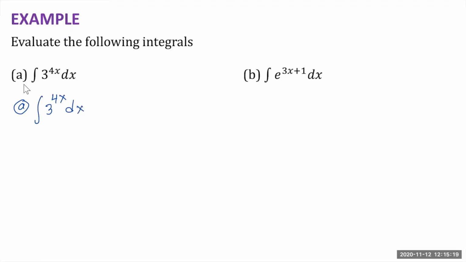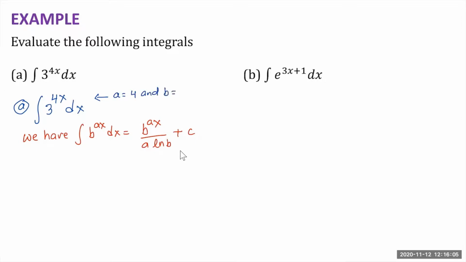Now, if you remember from the list of formulas, we have this formula. Let me write that over here. We have integration of b raised to ax dx. The formula is b raised to ax divided by a natural log of b plus c. So if I use this formula, you can see here in place of b, I have 3, and in place of a, I have 4. So in this example, a is equal to 4, and b is equal to 3.